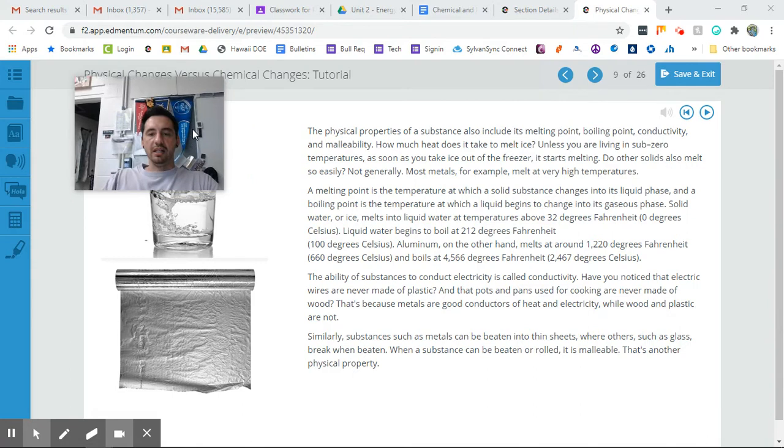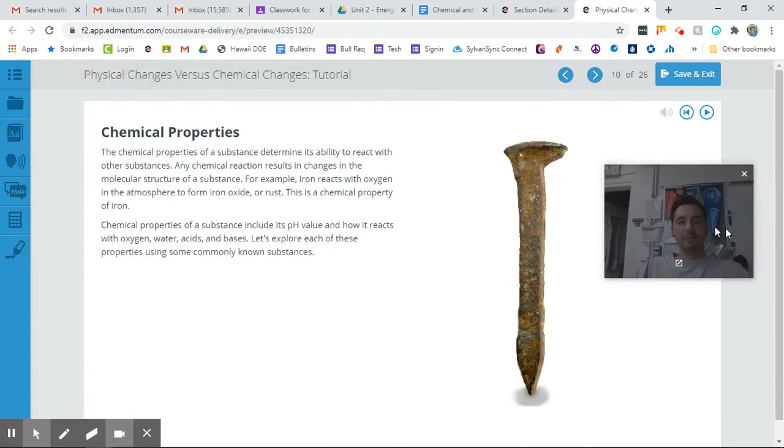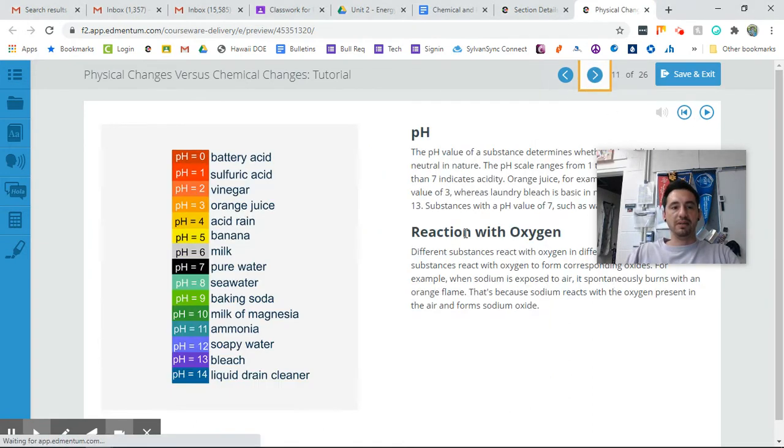What else here? Anything else? So melting point, boiling point, good conductors, yep. Malleability, all that good stuff. Ductility. Okay, let's talk about chemical properties. Chemical properties are a little bit more difficult to understand, because chemical properties are basically how things react. One of iron's chemical properties is that it rusts. When iron is around water and air, it will turn into iron oxide. It will also react with acids and sometimes react with bases. Those are all chemical properties.